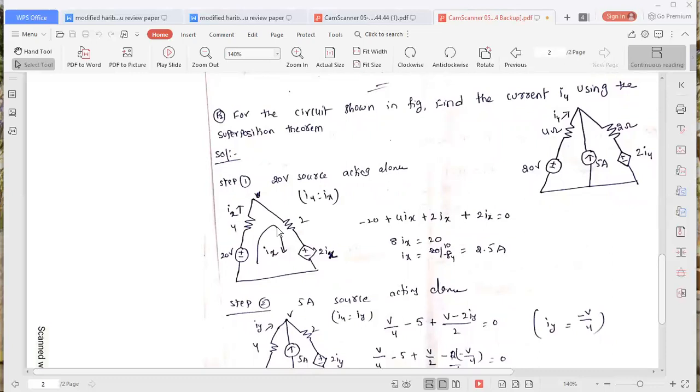You apply mesh analysis. Let the current pass this way in the first loop, which is ix, and in the second loop, iy. So the total current I4 equals ix plus iy.